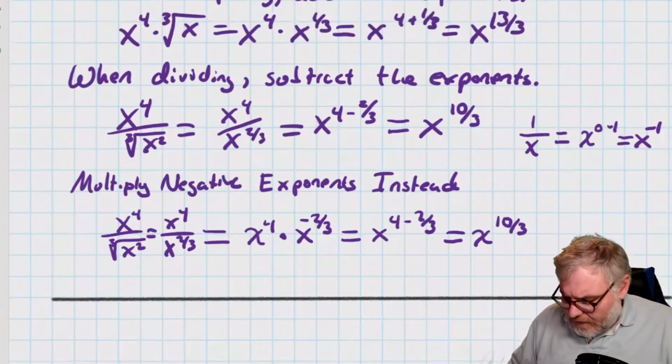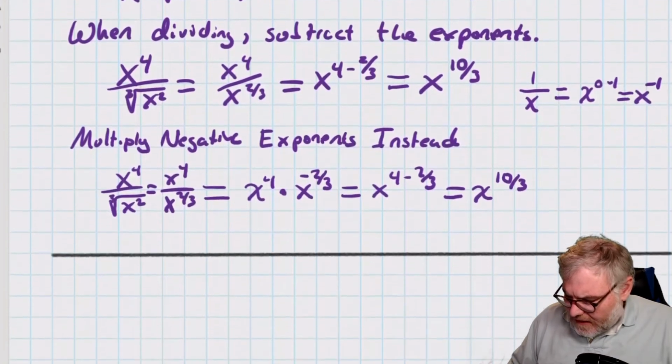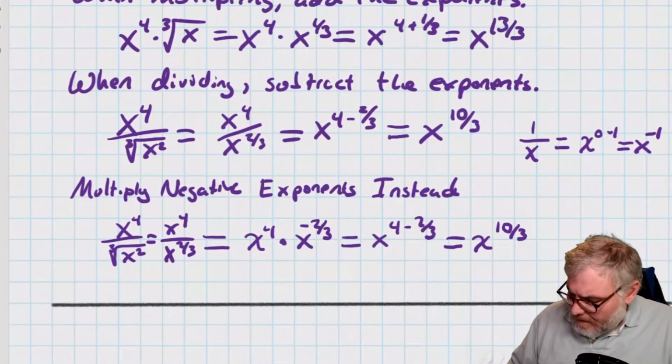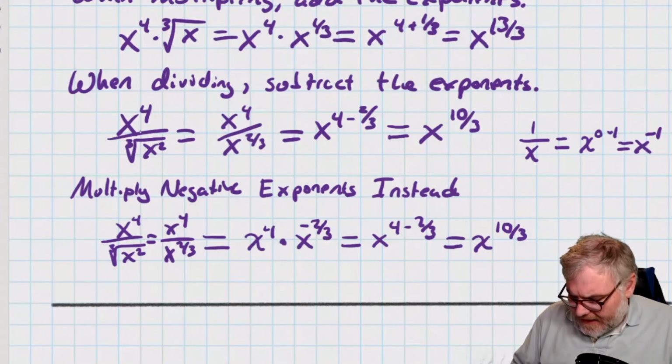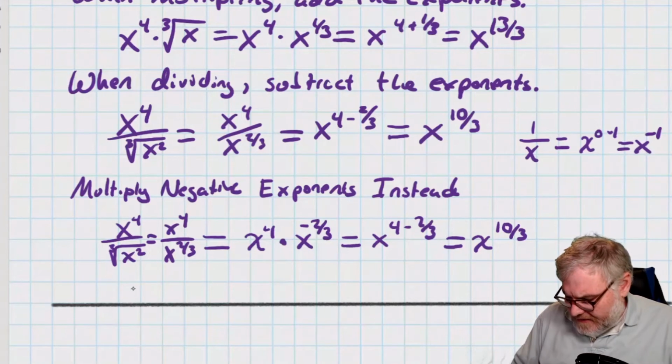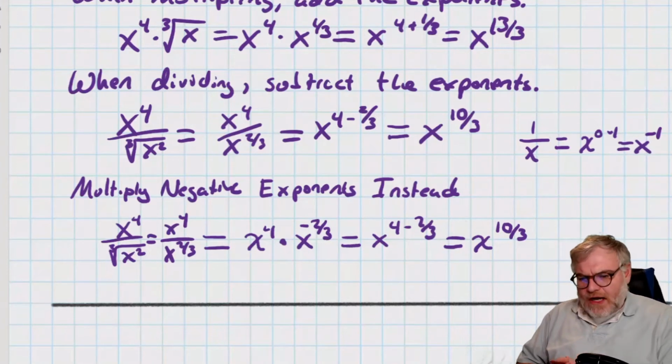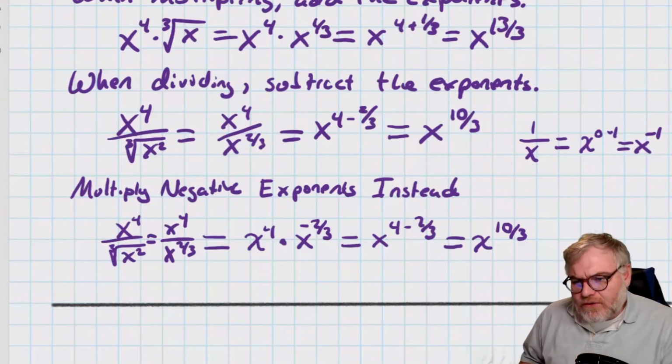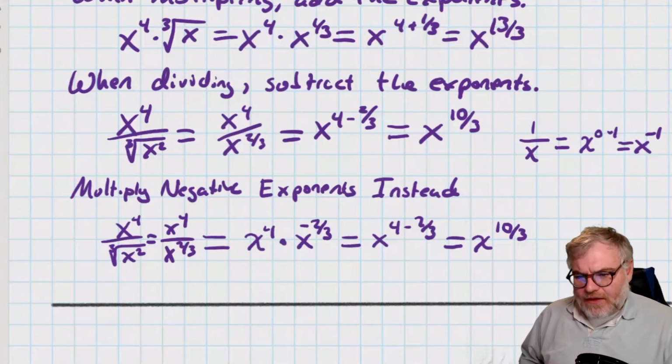Okay, so that gives us two tricks here. Exponents on the bottom will become negative exponents. And then I can multiply these exponents to combine them all into one. So instead of having to use the product rule, I can simply use the power rule on them.